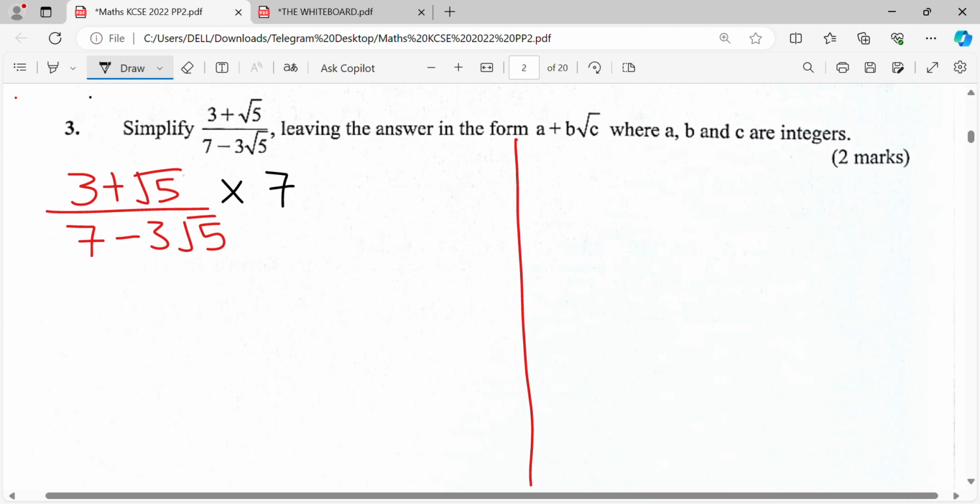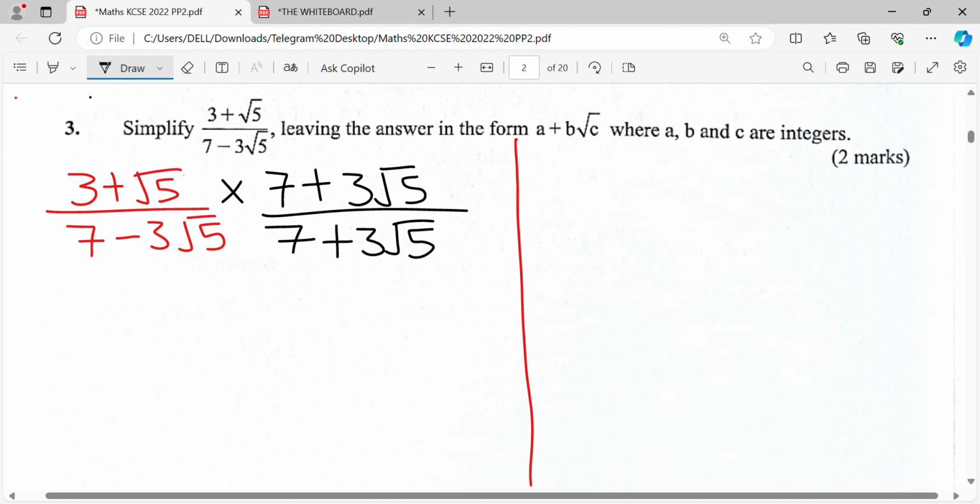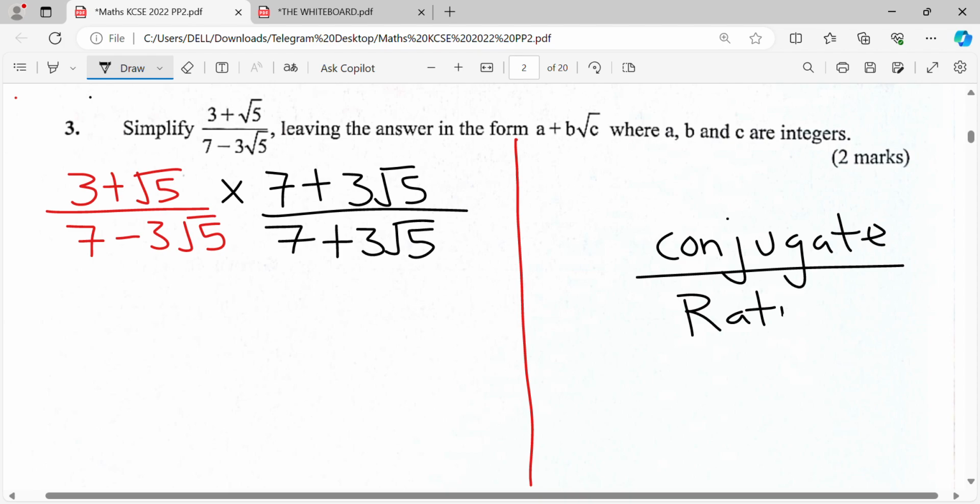So what do you do from that point? You only change the sign that is in between the denominator. If our denominator had a plus, I'd write this one with a minus. In this case, our denominator has a minus, so I'm going to write this other one with a plus. So it is 7 plus 3 root 5 over the same thing, 7 plus 3 root 5. You multiply by the conjugate. Mathematics calls it the conjugate.